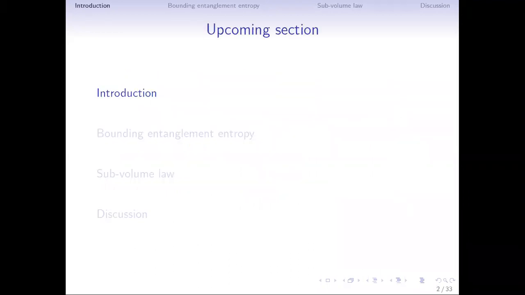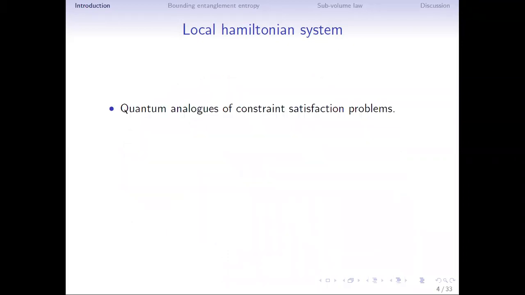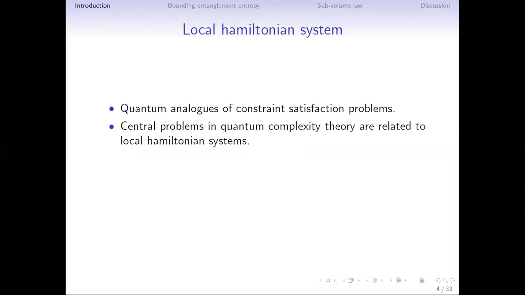Allow me to introduce you to some of the concepts needed in this talk. The central concept will be that of the local Hamiltonian system. This can be viewed as quantum analogs of the constraint satisfaction problems. Quantum complexity theorists care a lot about local Hamiltonian systems since they lead to central problems in quantum complexity theory, somewhat similar to the importance of 3-SAT, for example, in classical complexity theory.